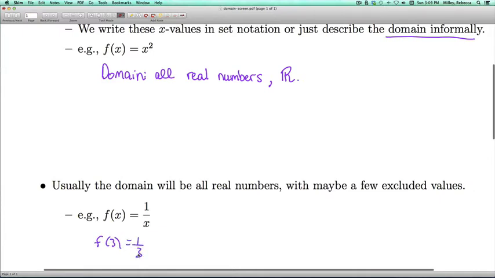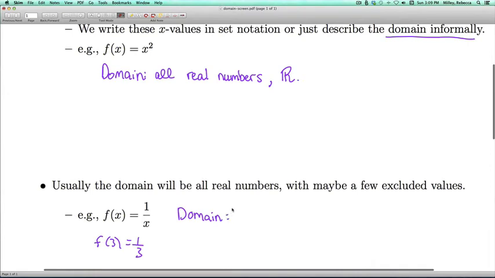What values of x am I not allowed to put in this machine? What values of x would break the machine, would give you an error on your calculator? Well, I know I can't do 1 divided by 0, so I can't put 0 into this function. Everything else would be fine. There's no other problems with this function except x equals 0 because I get 0 in the denominator. So I want to say that the domain of this function is all real numbers except x equals 0.